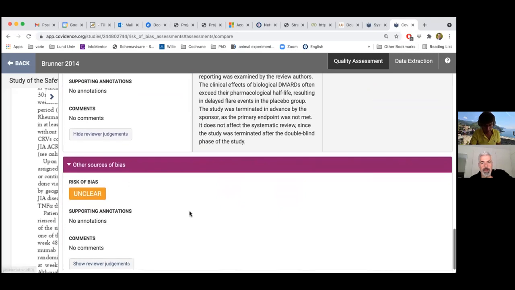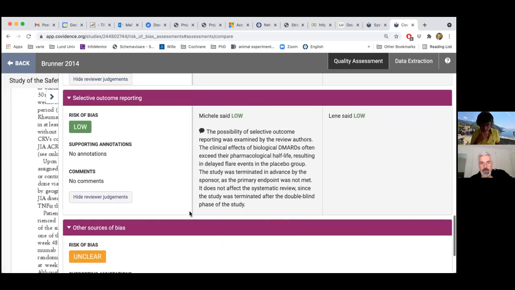And then here, the discrepancy was that the study was terminated in advance by the sponsor, as the primary endpoint was not met. So is it relevant to report, or should we only focus on the discrepancy between the protocol and the outcome reports?